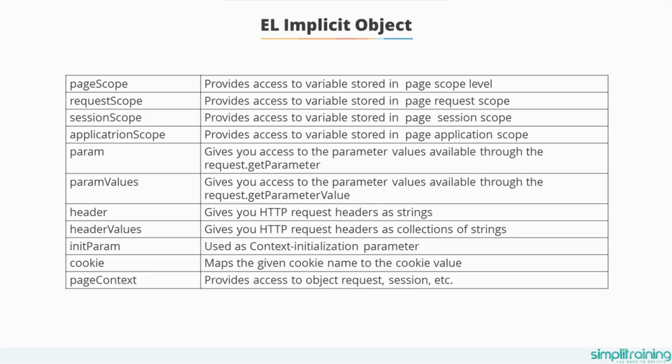Here are the EL implicit objects. The pageScope, which provides access to variables stored in the page. Here we can access variables stored in the request, session, and application scope. This gives us access to parameter values through getParameter. We can also access paramValues. Here we can access the header strings, the headerValues collection. initParam, which is used as context initialization parameter. Cookie maps the given cookie name to the cookie value, and pageContext.